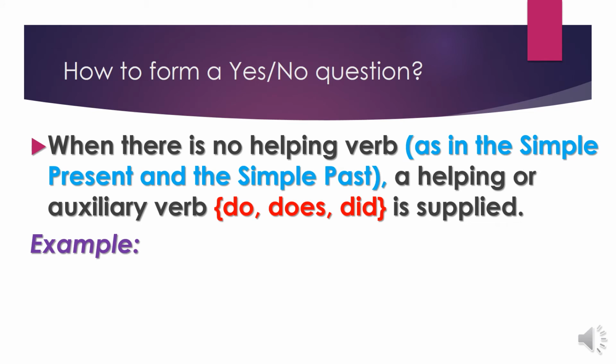If there's no helping verb in the sentence, if I don't have verb to be in the sentence, if we don't have a modal verb in the sentence, such as when we have the main verb in the present simple or the past simple, we have to add a helping verb. If the main verb was in the present simple, I have to add do or does. If it was in the past simple, I have to add did.